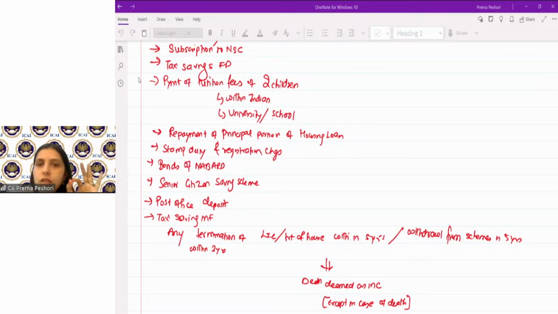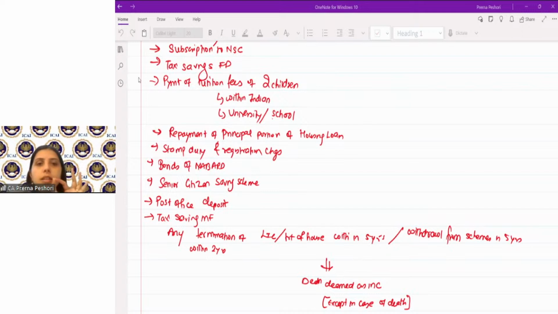Now, exemption, as I said, is not available for two things. One is under Keyman insurance. Keyman insurance, if you remember, is taxable for the employer under 28(5), for the employees under salary under 17(2), and for any other person under income from other sources.